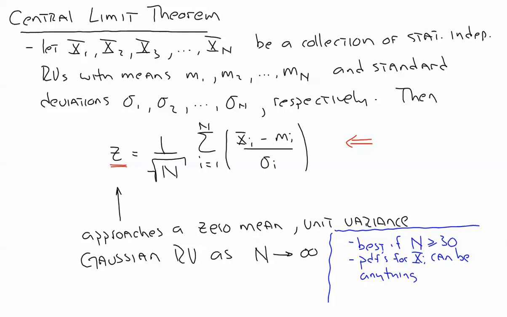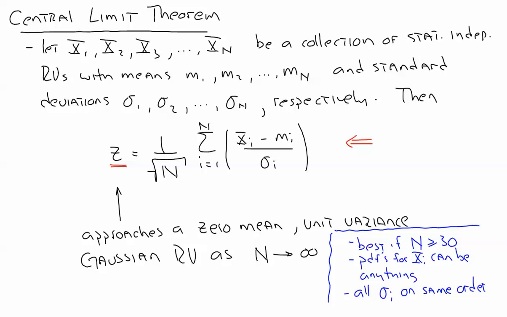The PDFs for each x sub i can be anything. One could be Gaussian, one could be Rayleigh, one could be uniform, one could be delta, discrete. It could be anything. They just have to be statistically independent. And another thing, for this to converge more rapidly to a zero mean unit variance Gaussian, we generally like to see that all of the standard deviations for the various random variables are roughly on the same order. We don't want one random variable to dominate too much over the others.